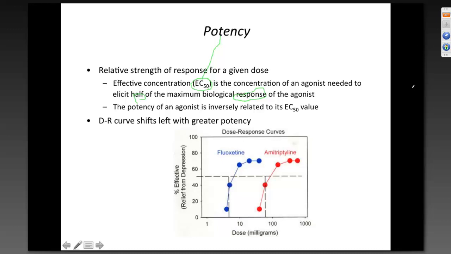So that said, let's look down here at the bottom and we'll see two drugs. One which is more left shifted than the other. So without even looking at the graph, if I tell you that fluoxetine is more left shifted in its potency curve than amitriptyline, you should automatically know that fluoxetine has a greater potency. But let's prove it to ourselves, right?